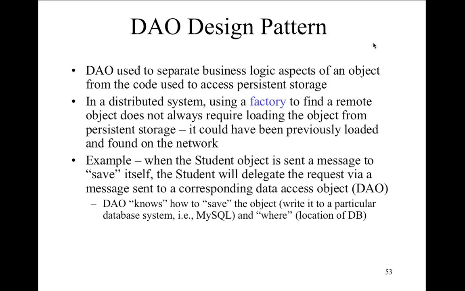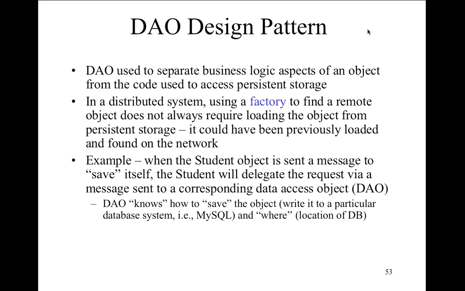In a distributed system, using a factory to find a remote object does not always require loading the object from persistent storage. So it could have been previously loaded or found on the network. That's how RMI actually sort of works. And that's how the Java beans, the JSP servers, a lot of the servlet technology is working. You load up the server, it makes an instance of all that's already in existence. When you get there, you use that same instance over and over again instead of creating a new object. Why create a new object? That's what the Common Gateway Interface did in the old days. Not very efficient. Here you've got management on that object, connectivity to it.